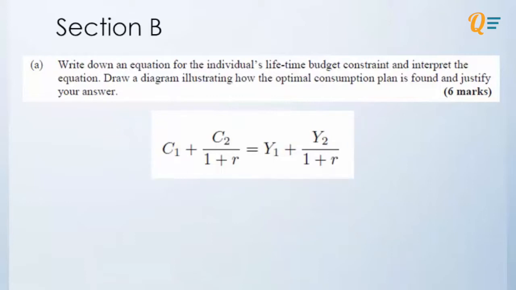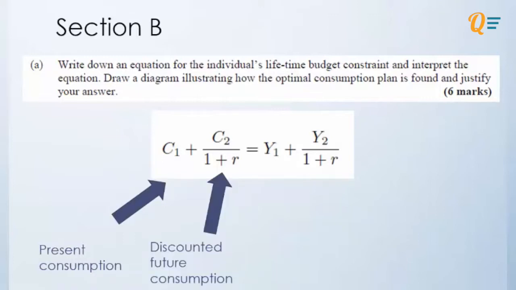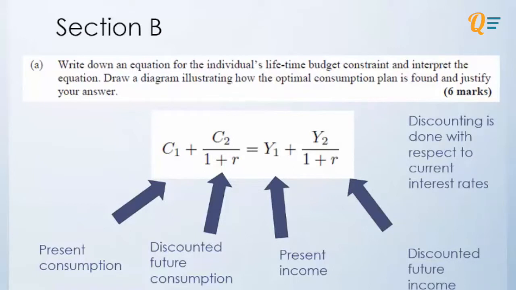So this is our equation. Should be very clear to you now. If not, go and read up. So we have present consumption, discounted future consumption by your real interest rate, present income, and discounting with respect to current interest rates. So this is just a very simple 2-period model. You can extend it all the way up to 5 periods or 10 periods if you want, but it's not needed. If you extend it further, you just add brackets, then you add square, cube, and so on.